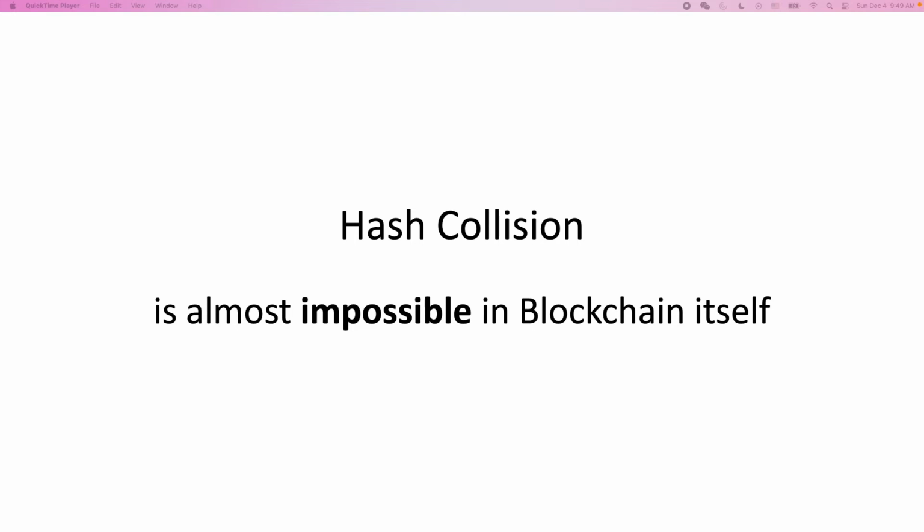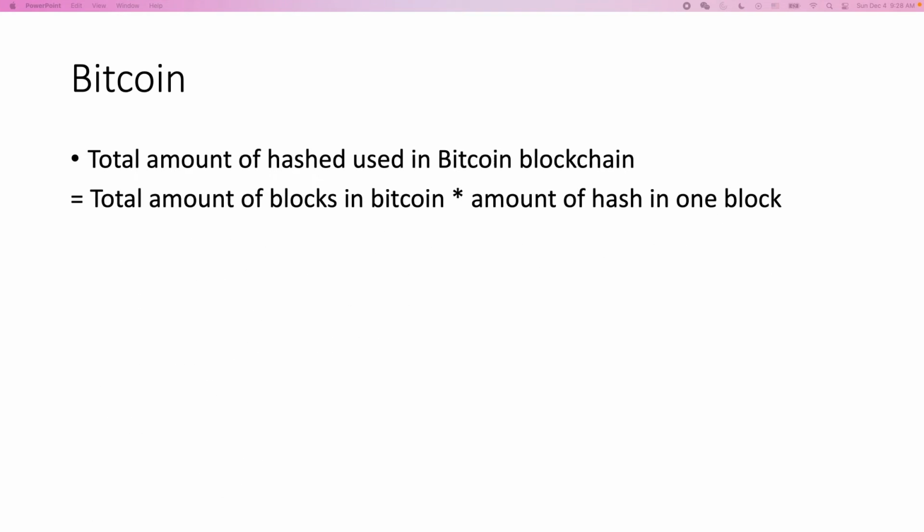Why? Let's figure out why it's impossible, using the Bitcoin blockchain as an instance. So let's calculate the total amount of SHA256 hash used in the Bitcoin blockchain, then you will see why. The total amount of hash used in Bitcoin equals the total amount of blocks in Bitcoin times the amount of hash in one block.